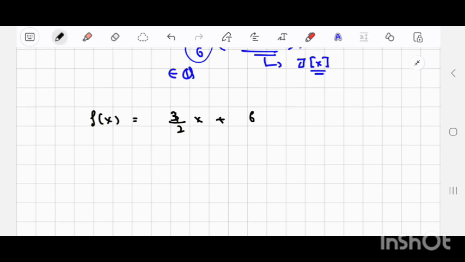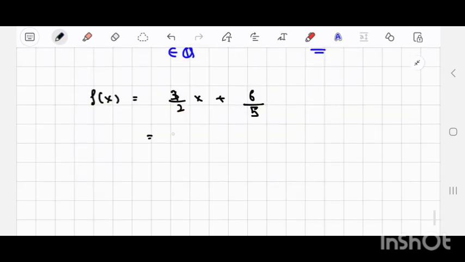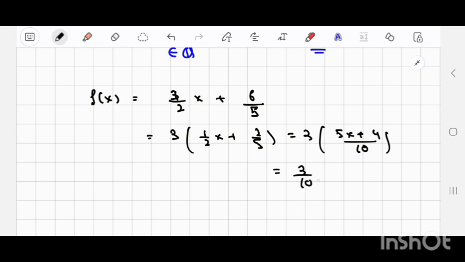Yeah, let's say 6 by 5. Okay, fine, let it be 6 by 5. Now I can write this as, observe that I can take 3 outside, so this becomes 1 by 2x plus 2 by 5. So this becomes 3 times 5x plus 4 by 10. So this becomes 3 by 10 times 5x plus 4, right?